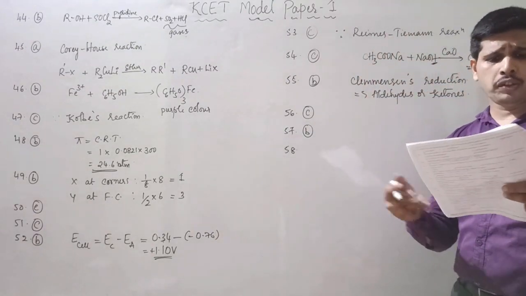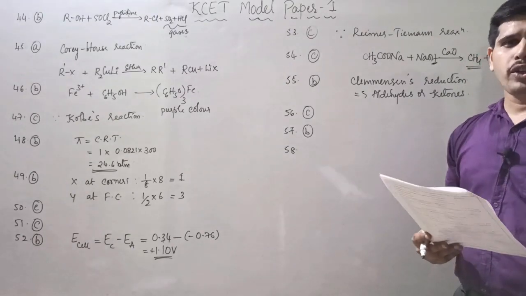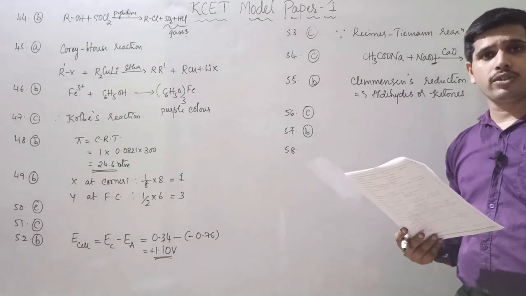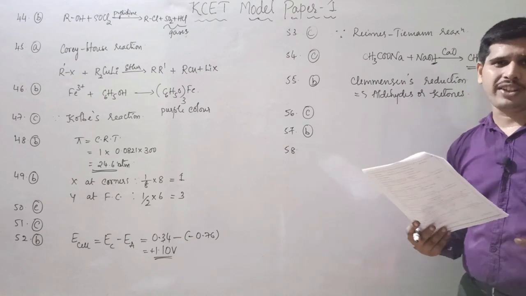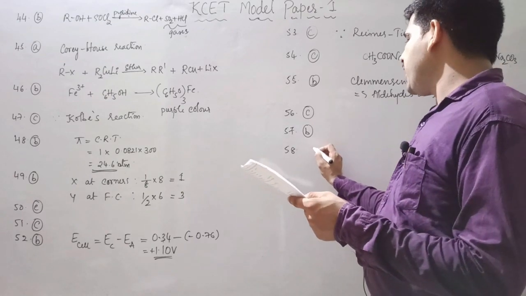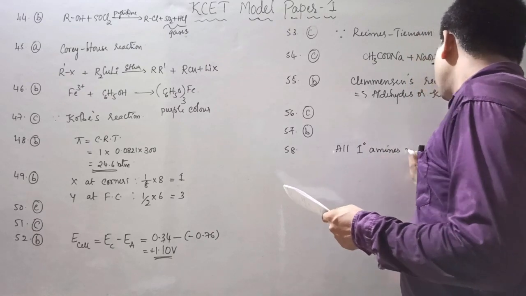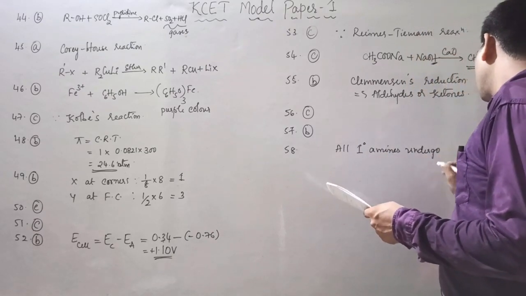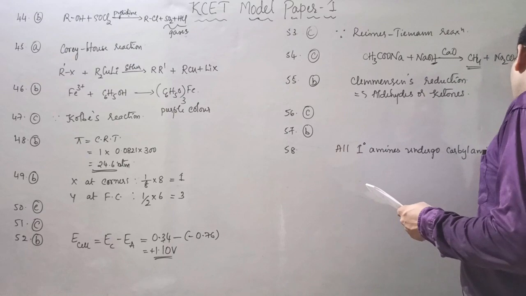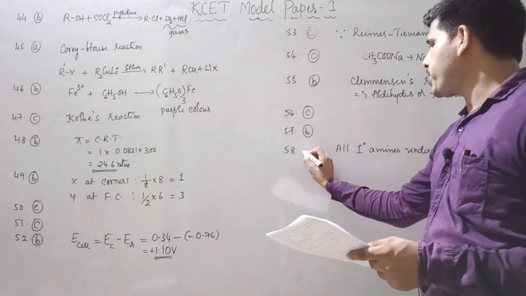58th one. Which of the following on heating with chloroform and alcoholic potash will give an offensive smelling compound? Obnoxious smell, offensive smell, intolerable smell, or foul smell, these are four different words used for the same characteristic. That is for which test? Carbylamine reaction. So all primary amines will answer, all primary amines undergo the carbylamine reaction or test. So among these, primary amine is only one, that is option A.